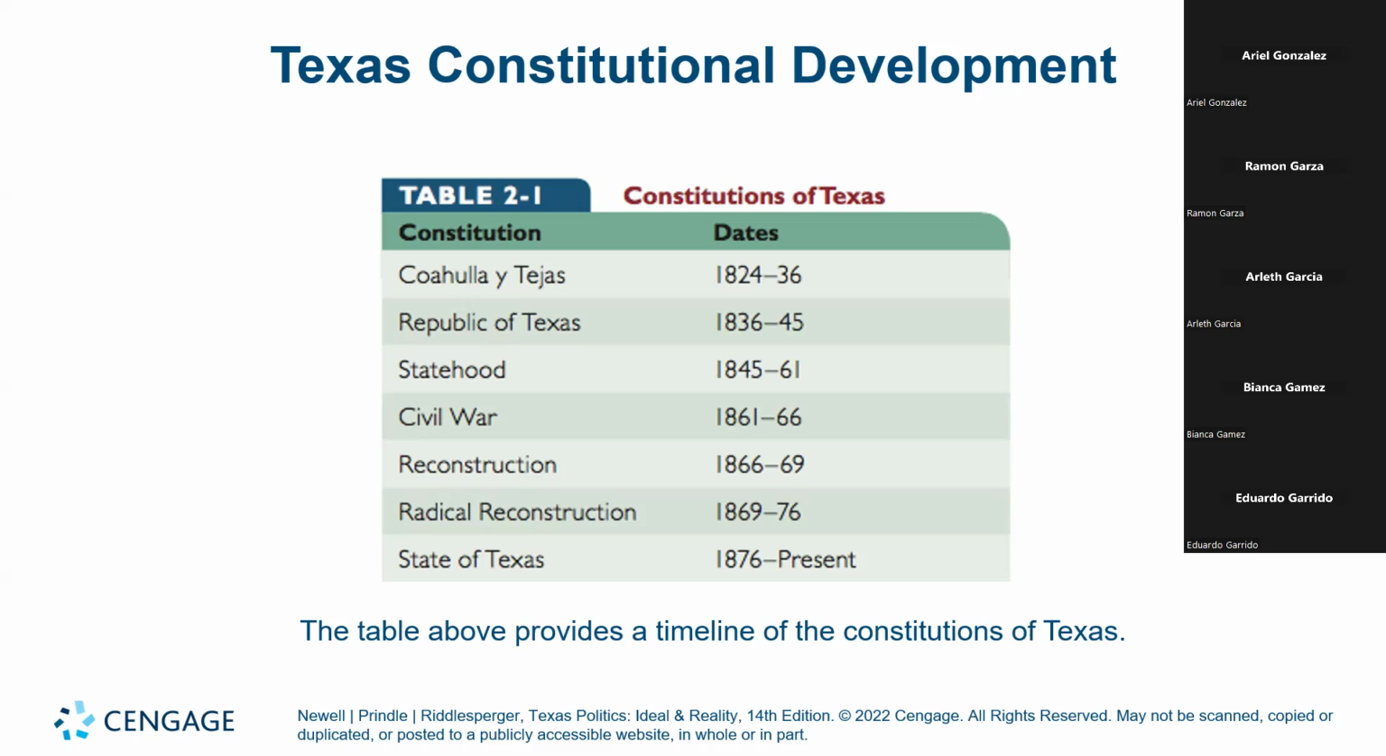But the point is that once the radical Republicans are removed from office, the longtime conservative Democrats take over, and they pass the 1876 Constitution, which is the Constitution that we currently have today, right? So that's what we're going to be focusing on throughout the rest of this chapter: the current Constitution and why it is the way it is. As you're going to see, the current Texas Constitution is as far away from the radical Republican Constitution as possible.